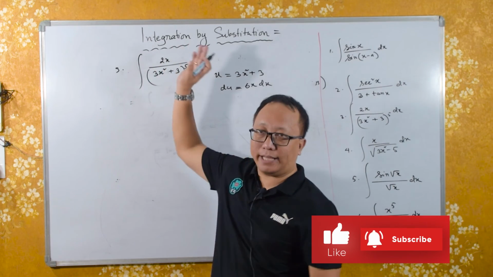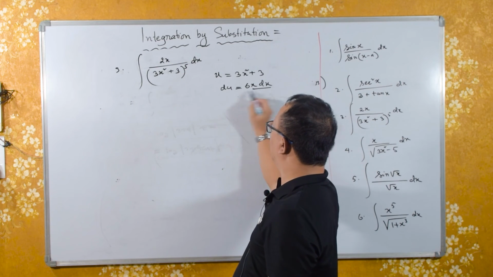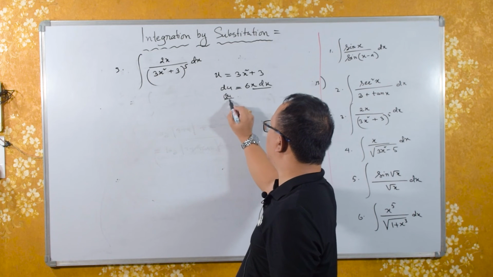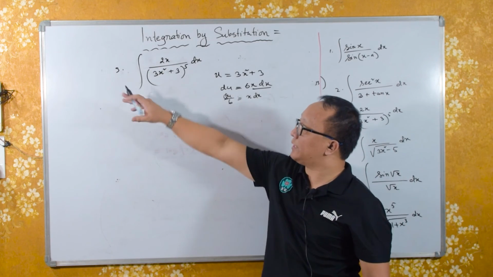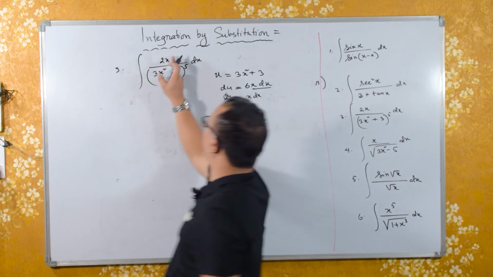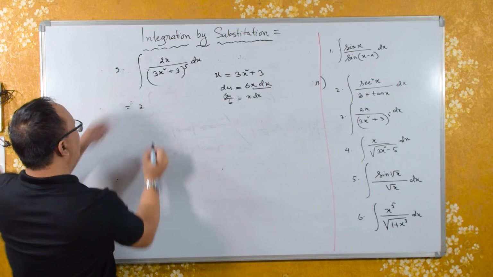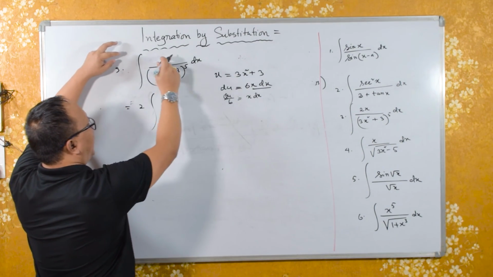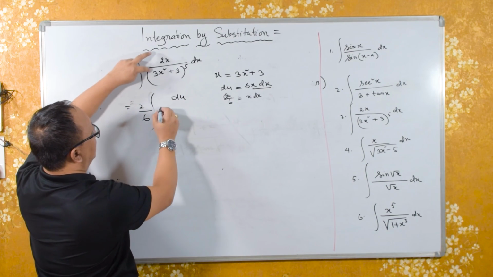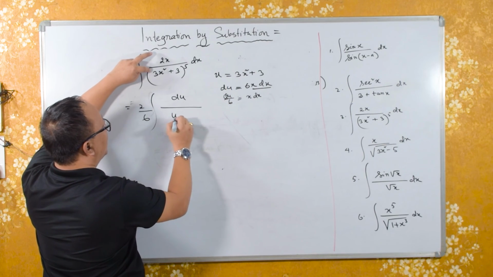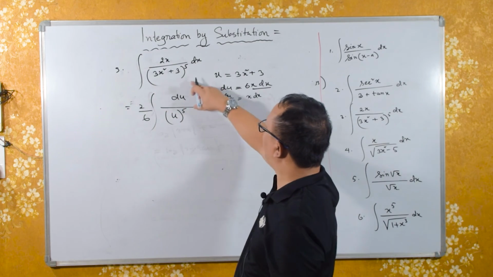Now the 6 I can send outside because it's a constant, so I'm getting x into dx. x dx is the same as du upon 6. The 2 I'm taking outside, since it is constant. So x dx becomes du upon 6, and this is u raised to 5.